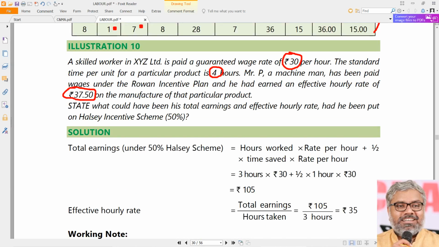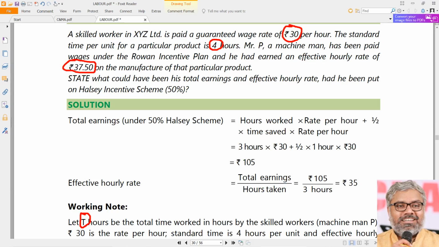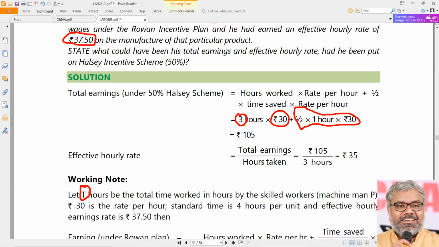Once you know time taken, there is no problem to calculate anything, because we have the formula for Halsey plan. Hours worked is 3 hours, which we already calculated, multiplied with 30 rupees, that is his basic time wages, 90 rupees, plus half of time saved into 30 rupees. How much is time saved here? 1 hour only, because time allowed is 4 hours and time taken is only 3 hours. So half of 1 hour into 30 rupees gives us the bonus part. And total of that is 105.